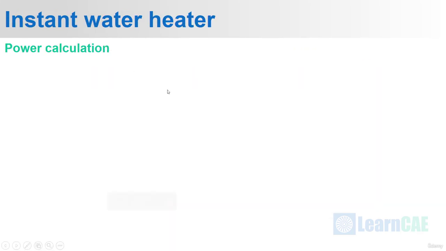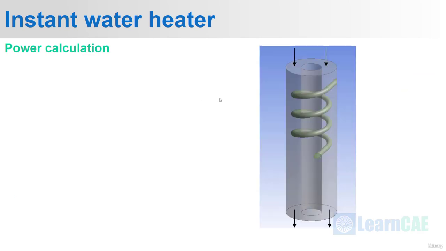Okay, moving ahead, we shall do some power calculation for an instant water heater. The model is shown here. In this case, we shall directly take this model and do the meshing and analysis. We shall not create the model in Design Modeler. Typically, for household instant water heaters, the power rating will be approximately 10,000 watt. If it is an immersion water heater or water geyser, it will be in the range of 3,000 to 4,000 watt. Okay, we shall see the other parameters.